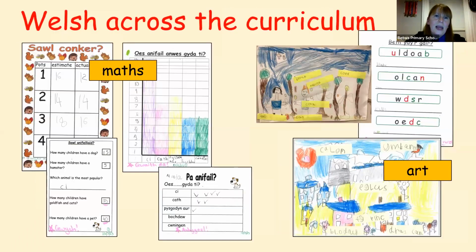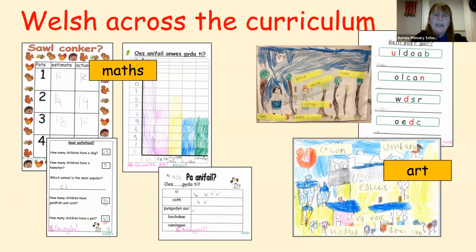So these are some examples of Welsh across the curriculum. So for maths, like simple sawl conker, we're always counting conkers. I love conkers. Every day they have to vote on which story they wanted at story time. So using conkers, we're counting how many conkers and working out the differences. So that's all in Welsh.